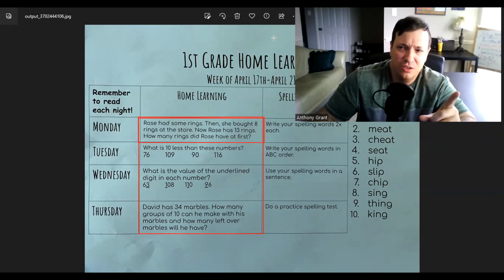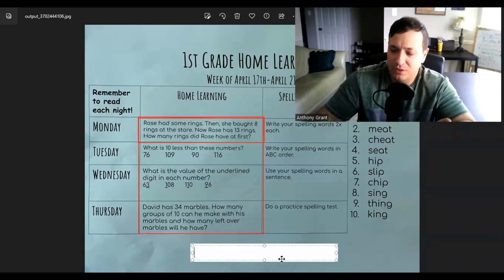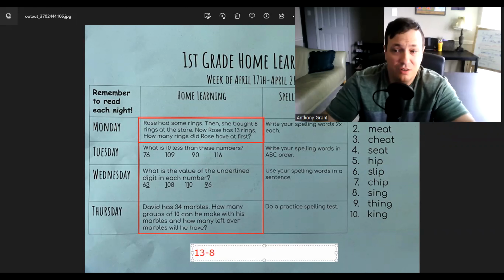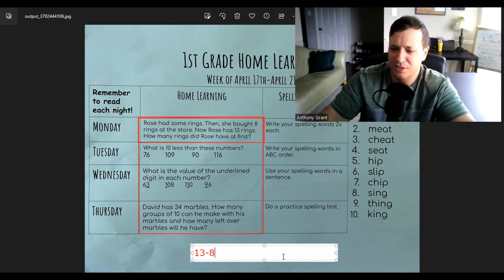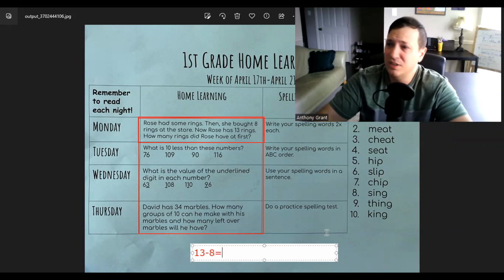Okay, so Rose had some rings, and then she bought 8 rings. Now she has 13. So they want to know how many rings she had. So what do we have to do here? We have to do 13 minus 8, and we can find out how many rings she had. So if you know how many rings she had, put that in the comment section down below. You can tell us what it equals.